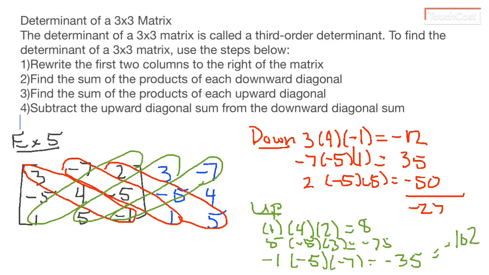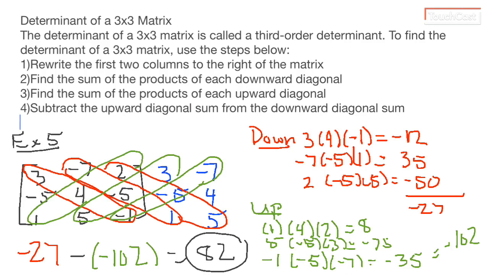And then we subtract the upward diagonal from the downward diagonal. So we're going to go -27 minus -102. If we do that, we're going to find that our determinant is 82. Correction, we'll get 75.